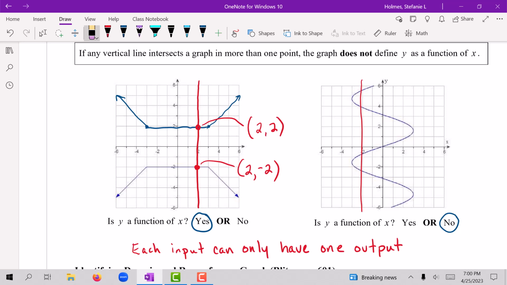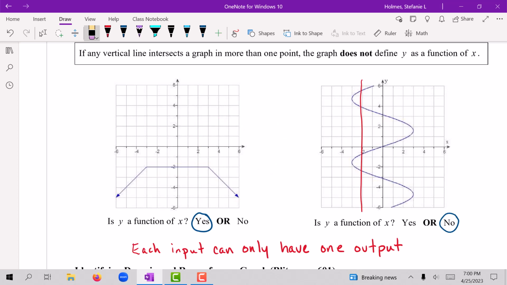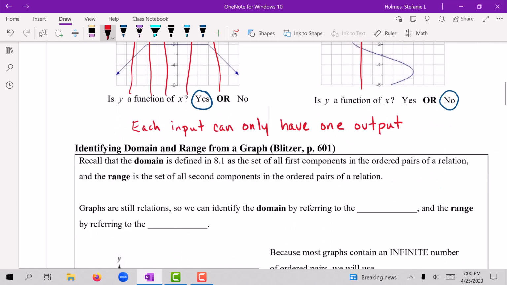Now, we're not changing the answer because I just drew this to illustrate a point. So we're going to get rid of that part and go back to all the vertical lines we had.